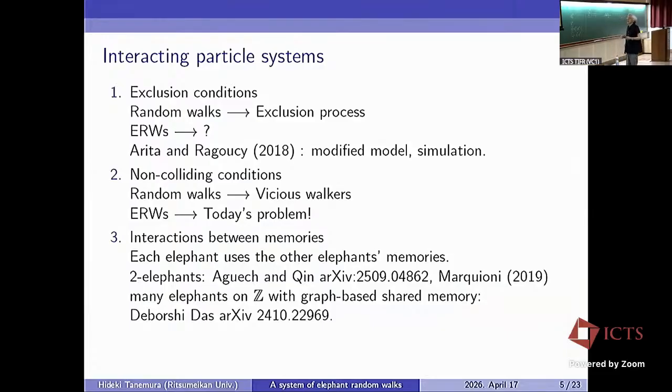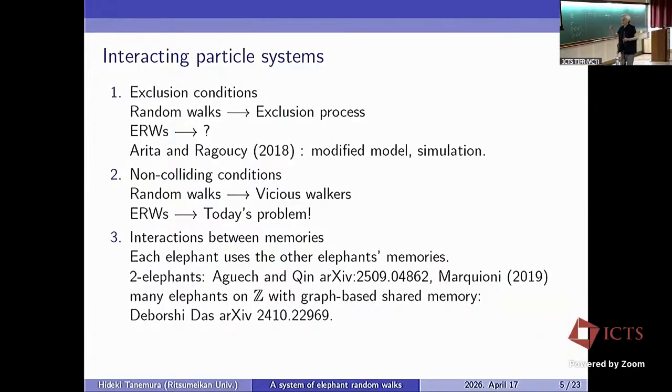And the next model is the non-colliding condition. In the random walk case, this is the vicious walk. I will explain this later. And the model for the elephant random walk is today's problem. We are interested in the non-colliding elephant random walk. I will explain it. And recently, there are many results on interaction between memories.